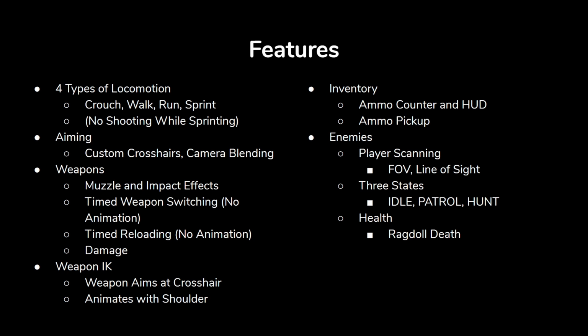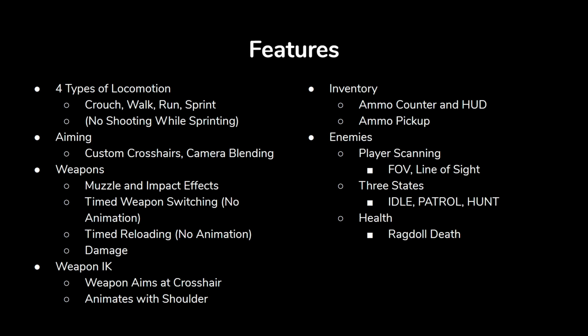We have custom crosshairs while aiming, and the aiming is accomplished using camera blending between 2 Cinemachine cameras, which means that we get things like camera collision detection for free, because it's a Cinemachine component that can just be added to any camera that you're using.